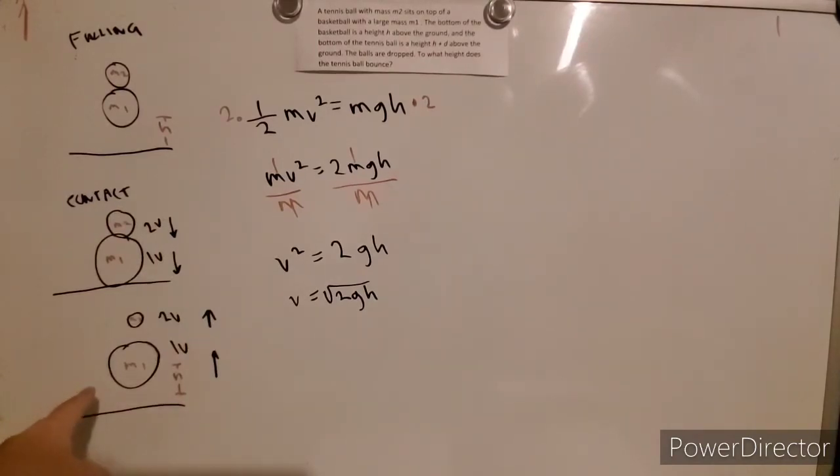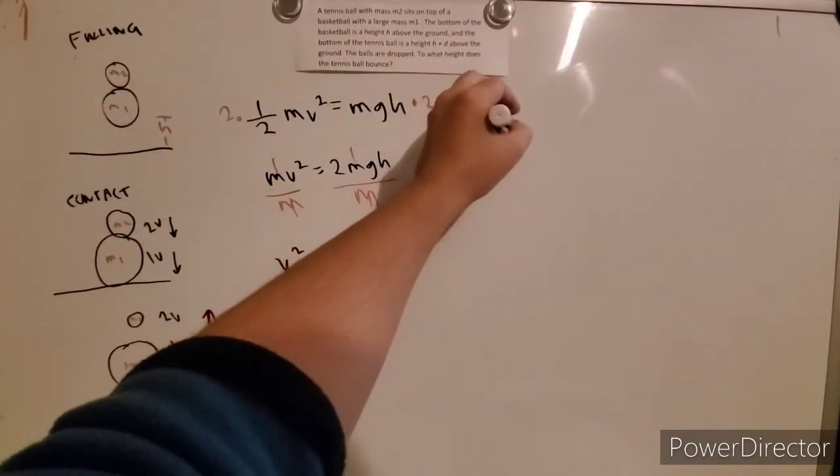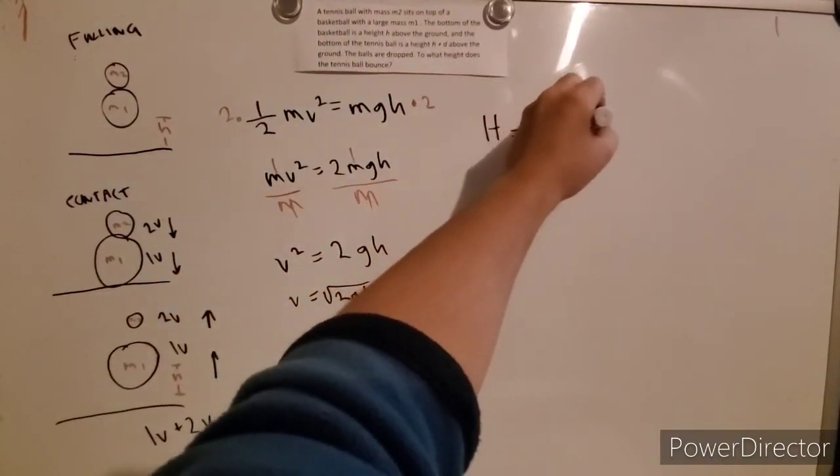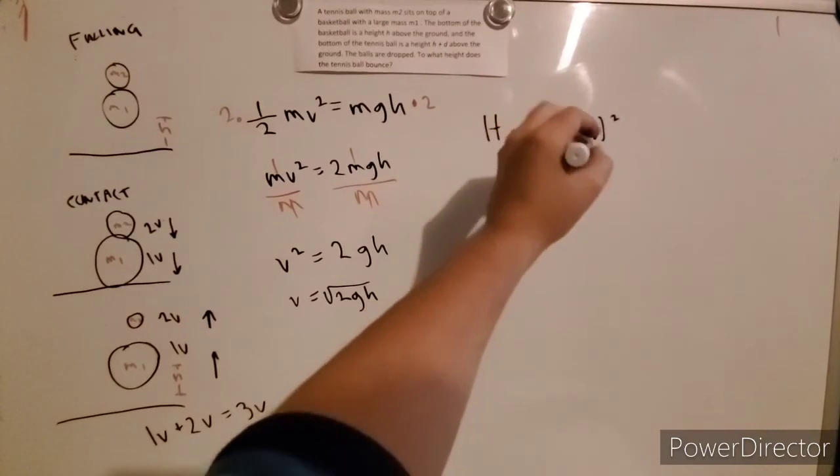Looking at our third drawing, we see that both the basketball, 1v, and the tennis ball, 2v, are traveling up. So their relative speed becomes 1v plus 2v, which is equal to 3v. So there's our relative speed, 3v. By our conservation of energy, the height becomes h is equal to d plus 3v squared divided by 2g.